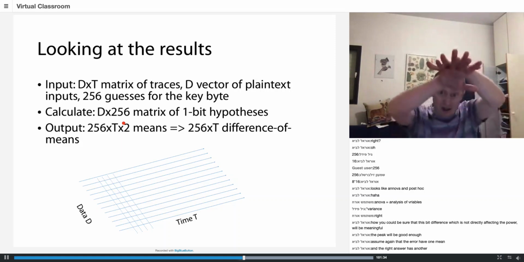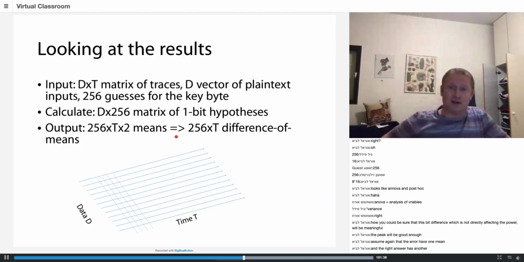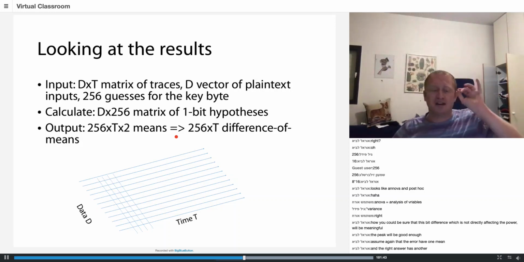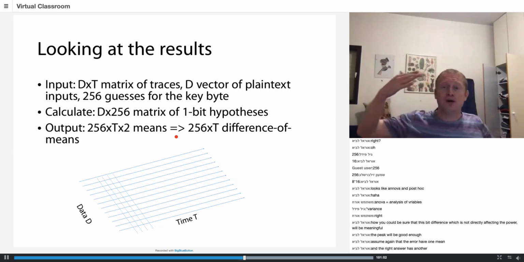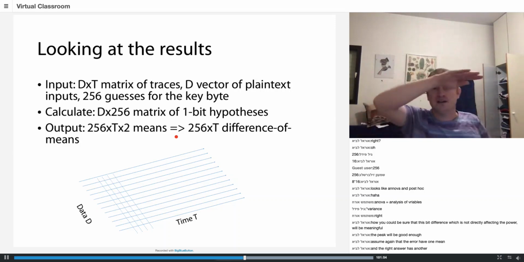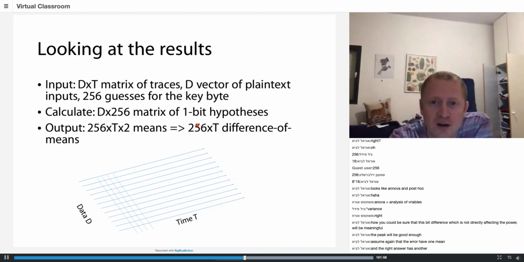And now I calculate the distance of means, and the distance of means is also going to be a vector. So I have a vector which says if the key guess was 0, this is the distance of means. If the key guess was 1, this is the distance of means, and so on, all the way to if the key guess was FF, this is the distance of means. So I have an array: 256 different guesses, and t different points of time.